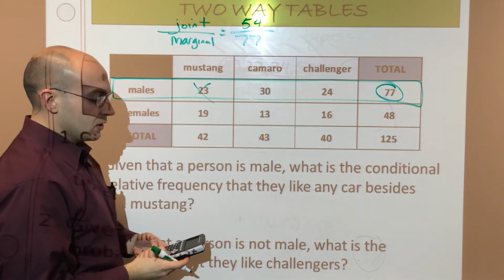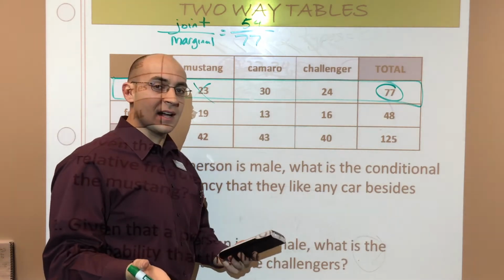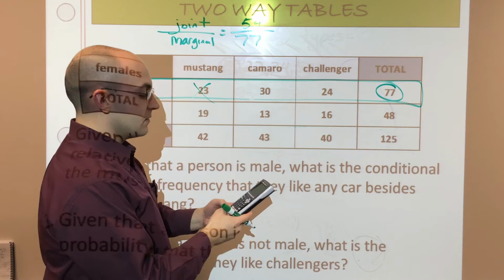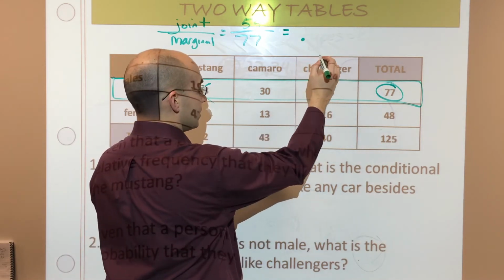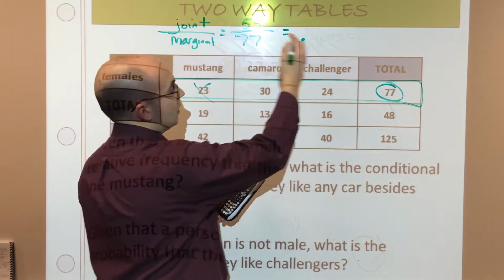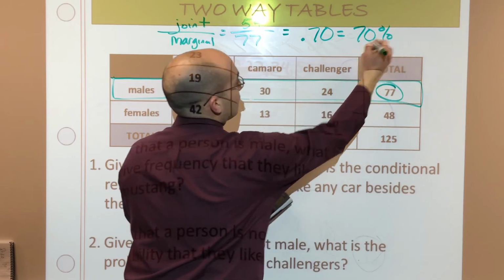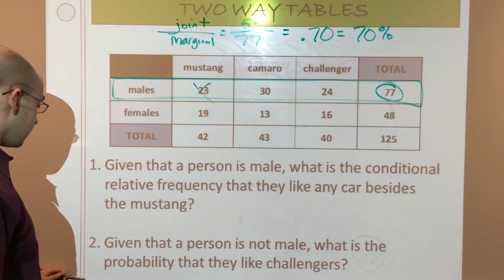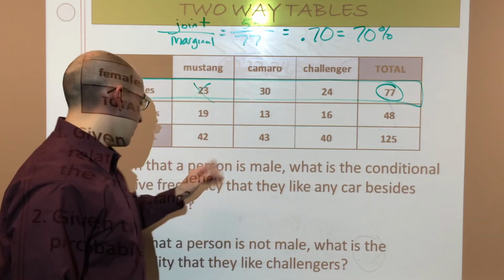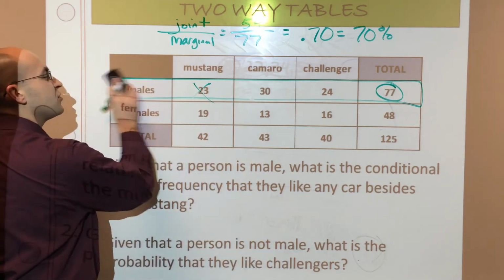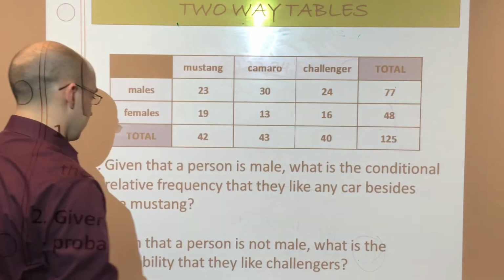And then on your calculator, because I want the percentage or the decimal, and if I don't specify, I want the percentage, I'm going to divide 54 by 77, and I'm going to get a big long number, but if I round it to the nearest hundredth, I'm just going to make it 0.70, which gives me 70%. So 70% of males prefer any car but Mustang. Okay, that was my first one. And that's probably as tricky as it's going to get, to be honest with you. But you just got to know where to look for your answers.